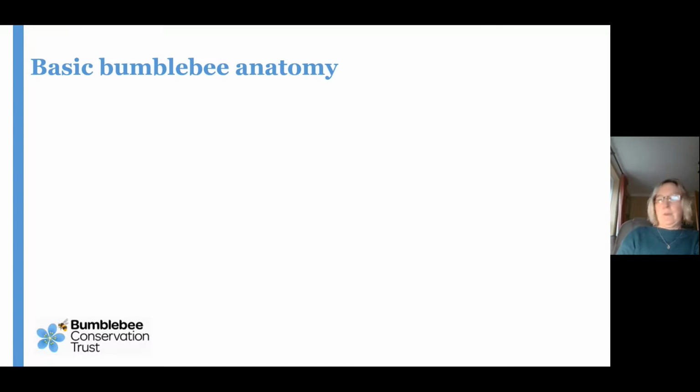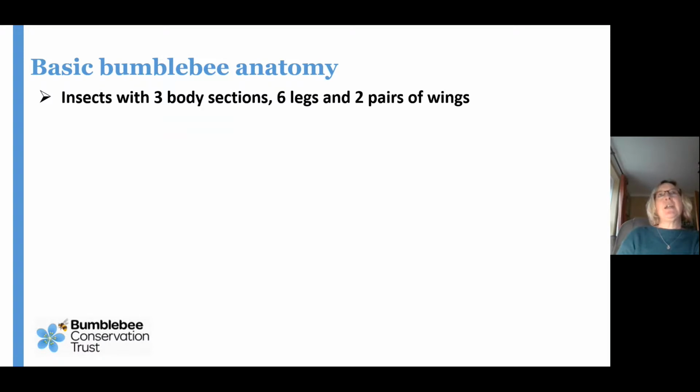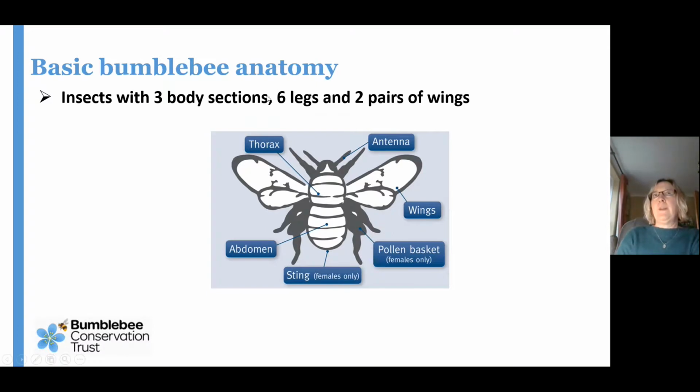Okay, so we'll have a look at how bumblebees are made. We'll have a look at their anatomy at a basic level. They are insects, and like all insects, they have three body sections, which is the head, thorax and abdomen. They have three pairs of legs and two pairs of wings, unlike flies, for example, which only have one pair of wings. Bees have two pairs, which hook together into a single membrane when they fly.